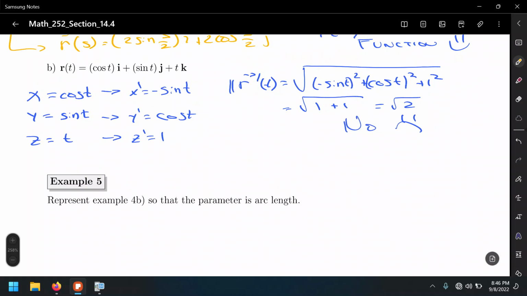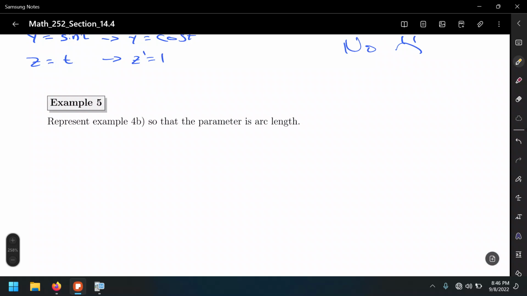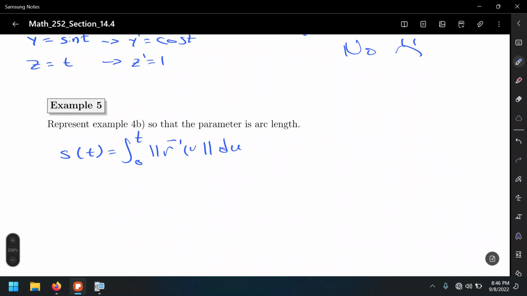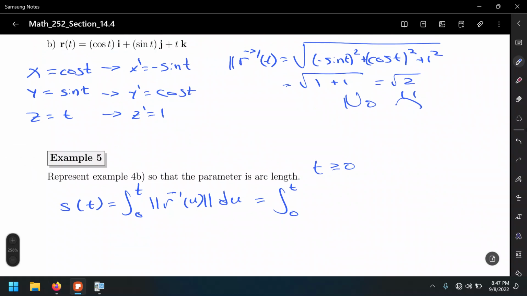All right, and in this case, well, let's see. Yeah, we're going to do this in 4 minutes. That's fine. So that's s of t equals the integral from a to t of the magnitude of the derivative of r of u. Recall that we changed to the new variable, and then we get back to t. So this will be the integral from 0 to t. In this case, I didn't specify the interval, so let's just say t is greater than or equal to 0 for the sake of simplicity. So from 0 to t, do we really need to find this again? No. We already got it. It's root of 2, right? Root of 2 du.